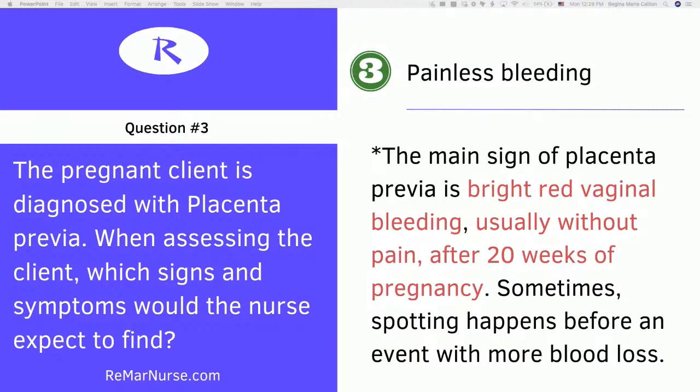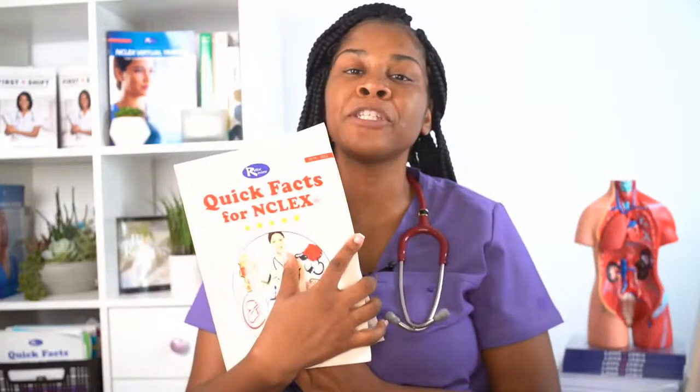Sometimes it can happen before the event of more blood loss. So placenta previa is a personal story for me, because that's what I was. My mom didn't even know it until she was 9 months. She went to move the couch, and she just started having this painless bleeding. She got to the hospital and they said, oh, you have placenta previa. And she was like, what is that? Am I going to die? She didn't even know what it was. They told her, and then bam, emergency C-section. Here I come.